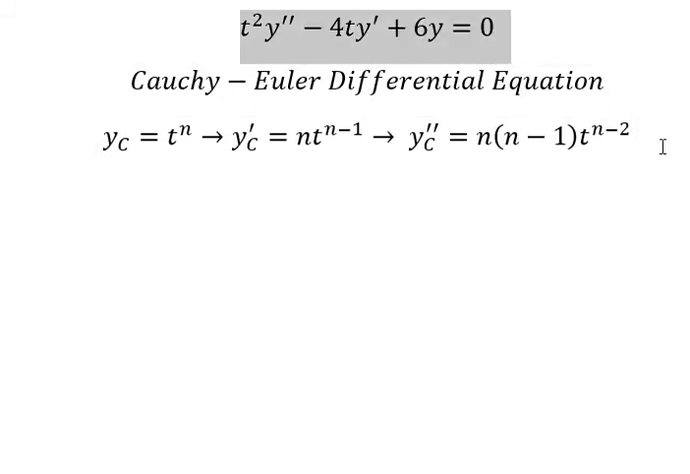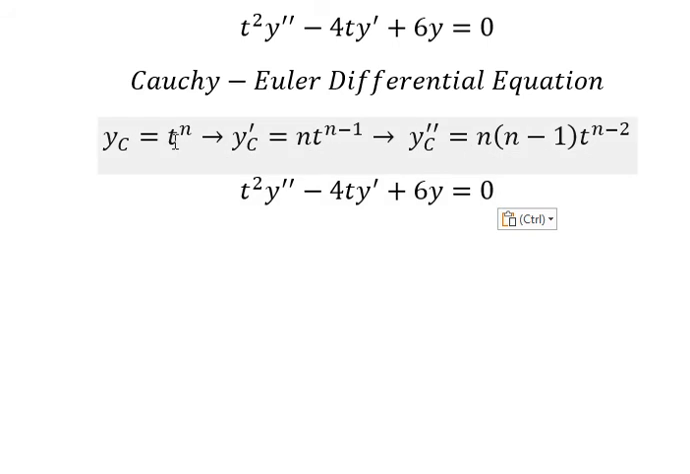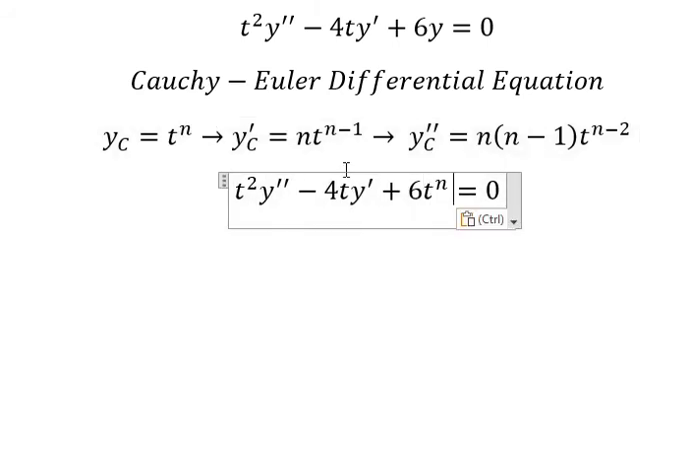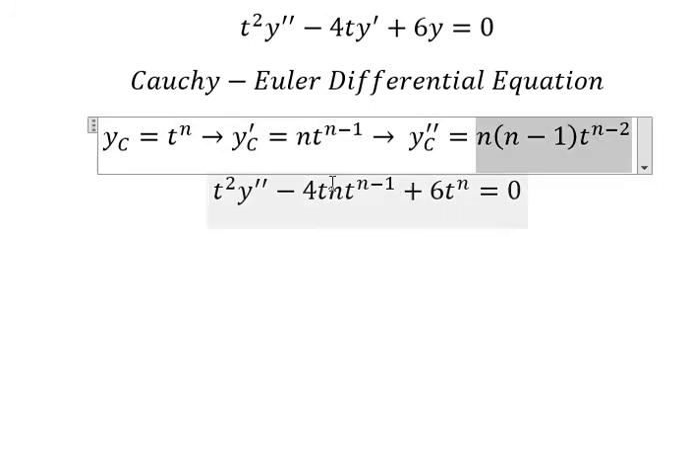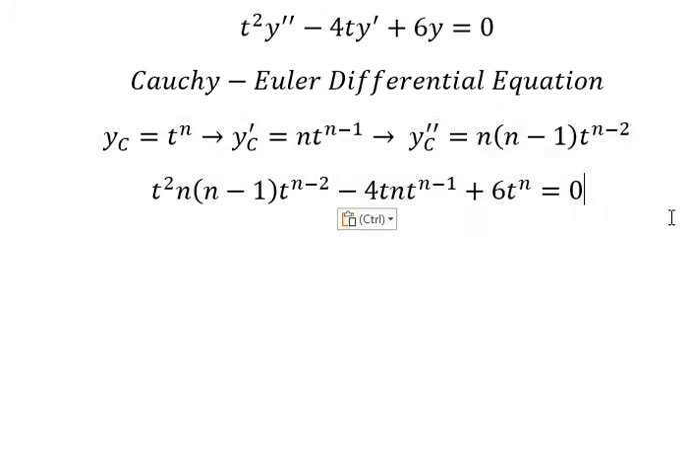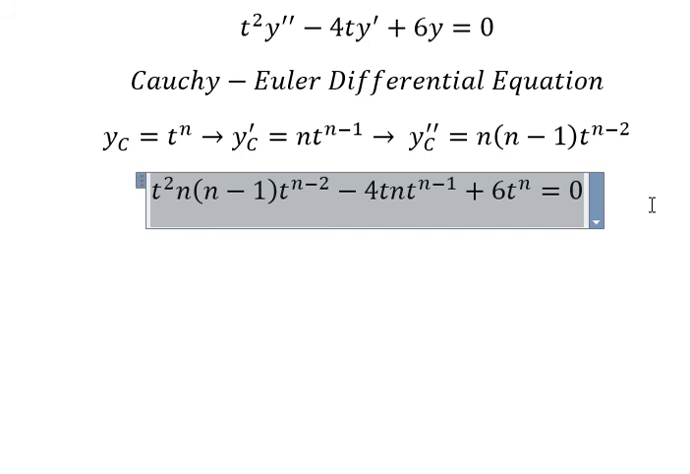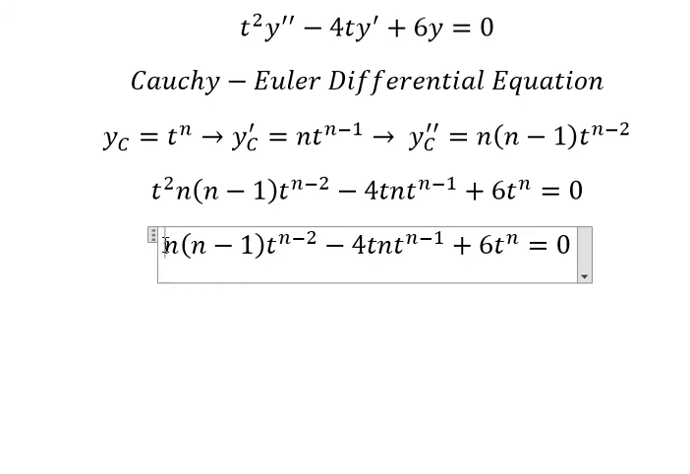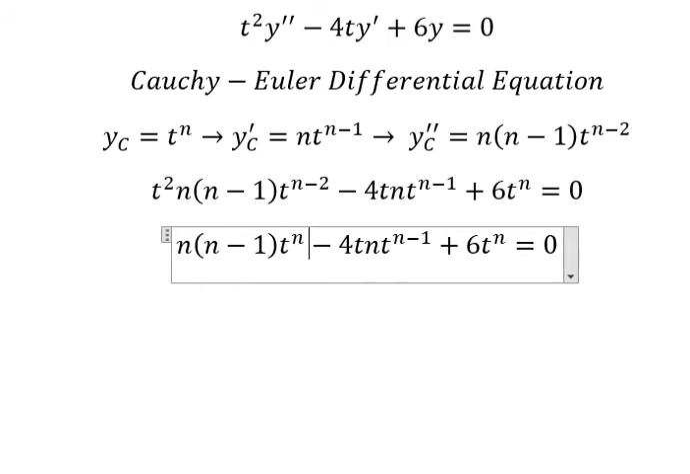Now I will put this one here, this one here, and this one here. Next, t squared and t to the power of n minus 2, we have t to the power of n. Similar for the next one.